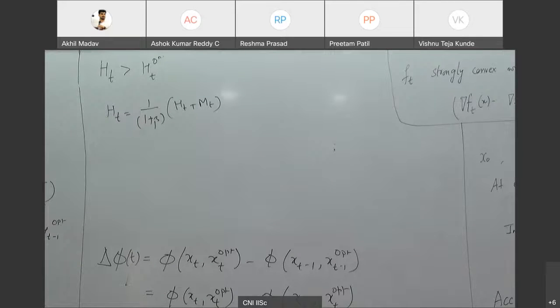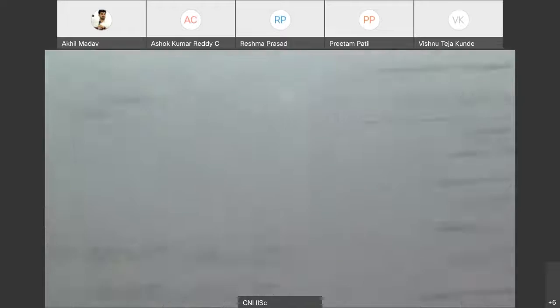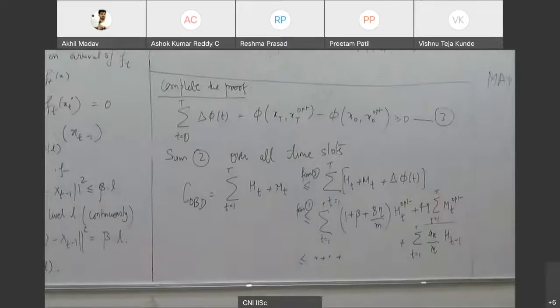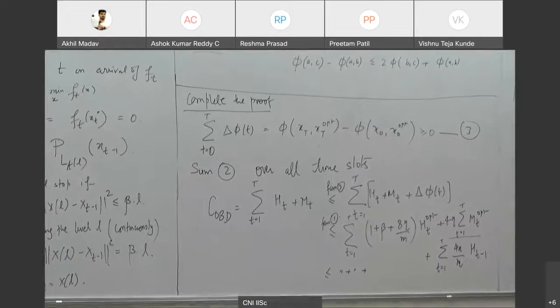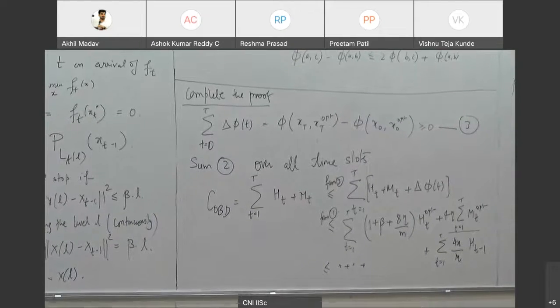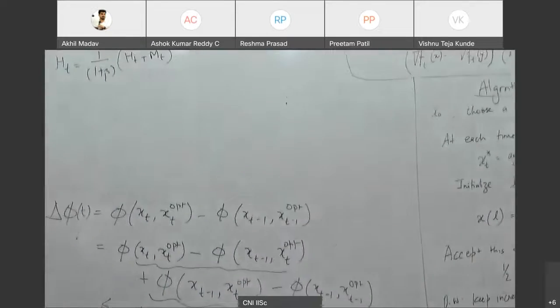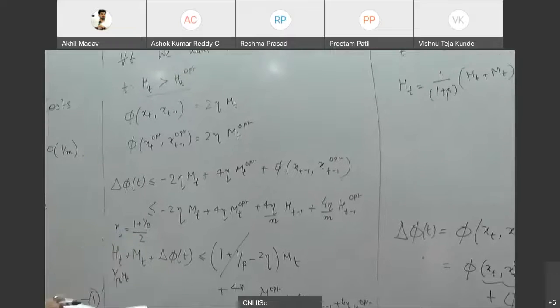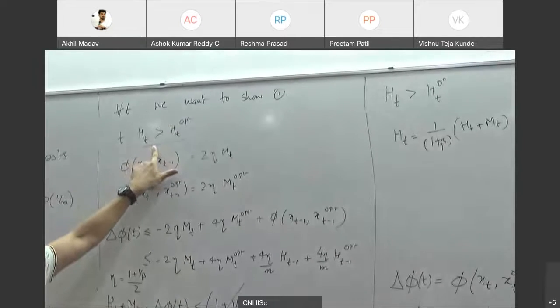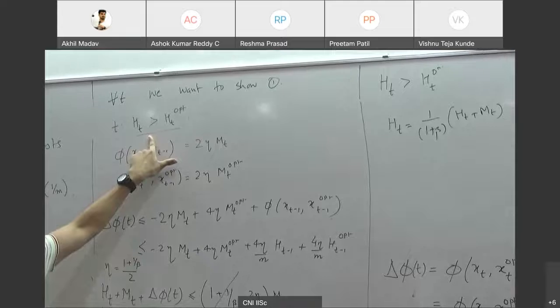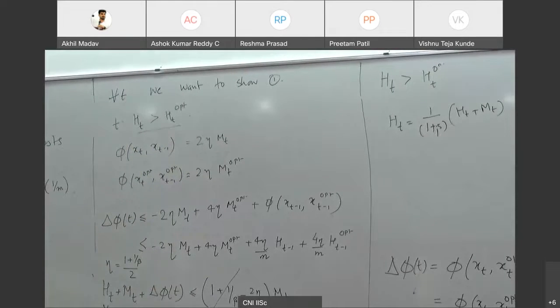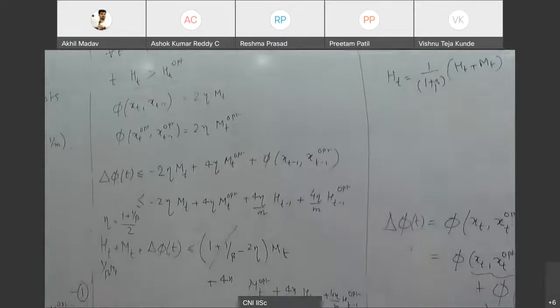I'm still studying how to get this 1 plus eta, 8 eta by n H_t OPT. That's only 4 eta by n. So this one extra 1 plus beta, where is it coming from? The 8 is coming from the earlier case where H_t was less than or equal to the OPT term. For any time slot t, either H_t is greater than the OPT term or H_t is less than it. So I take the sum of the two.